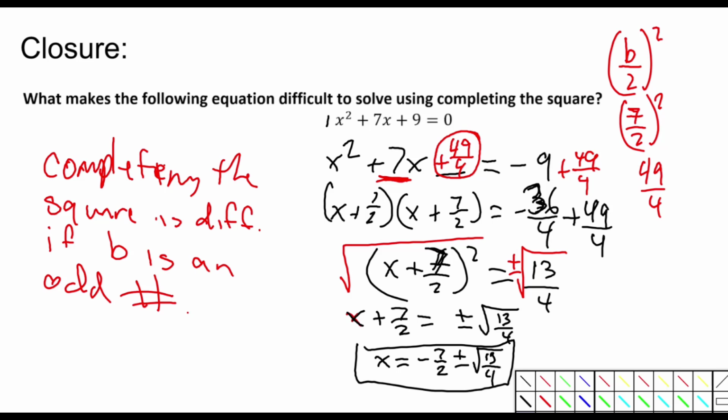It's a lot of little work, a lot of tedious fraction work, and there is another way you can do that problem that's going to be nice and quick. We'll learn it probably tomorrow.